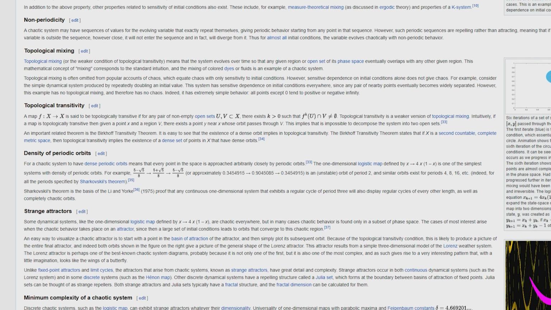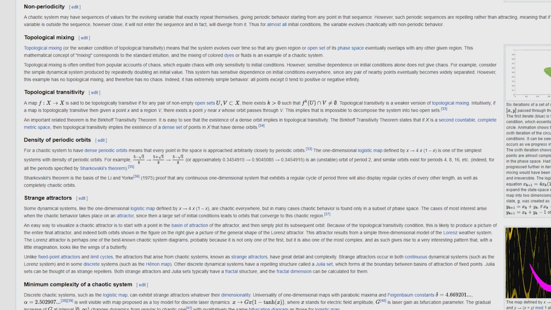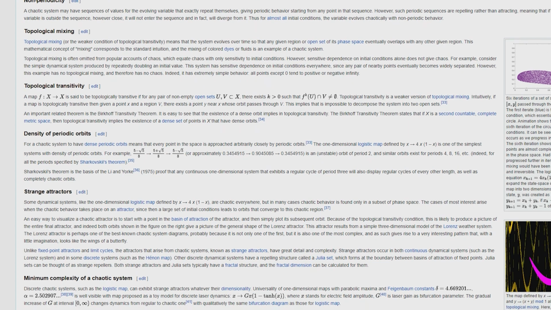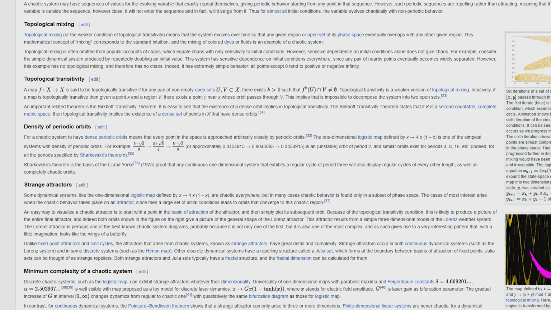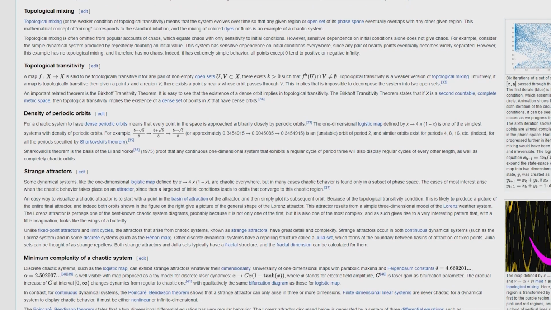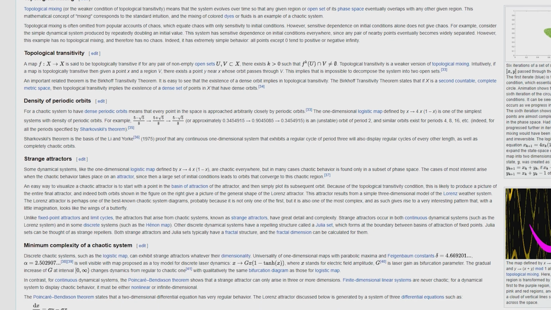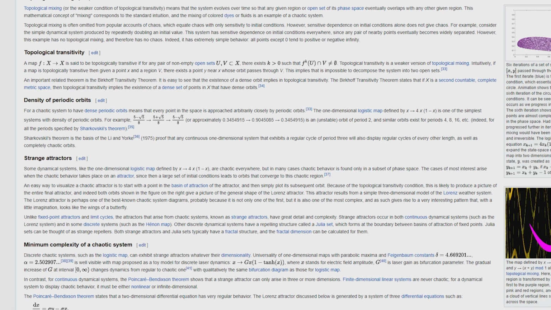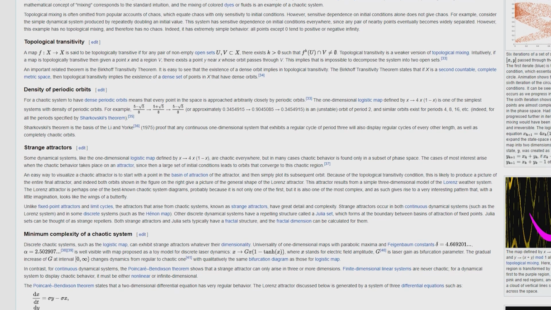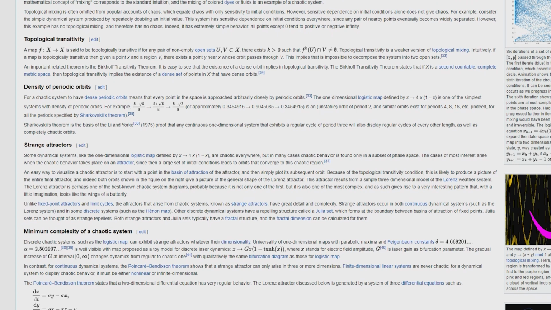For example, (5 − √5)/8 → (5 + √5)/8 → (5 − √5)/8, or approximately 0.3454915 → 0.9045085 → 0.3454915, is an unstable orbit of period 2, and similar orbits exist for periods 4, 8, 16, etc. Indeed, for all the periods specified by Sharkovsky's theorem.